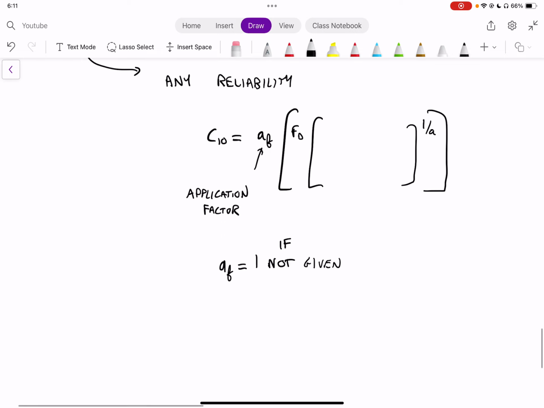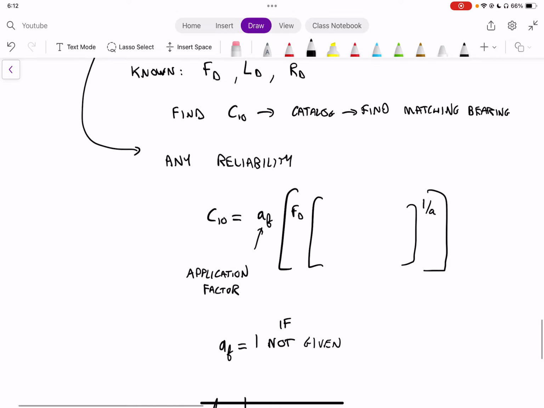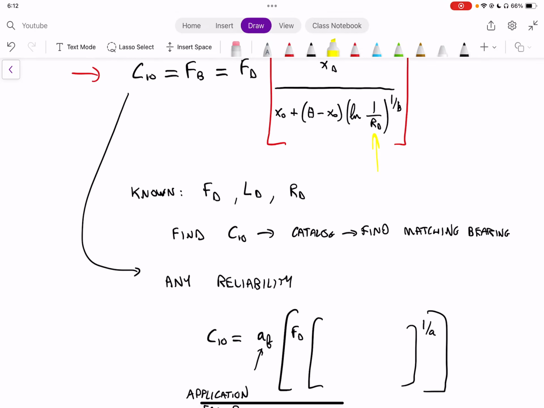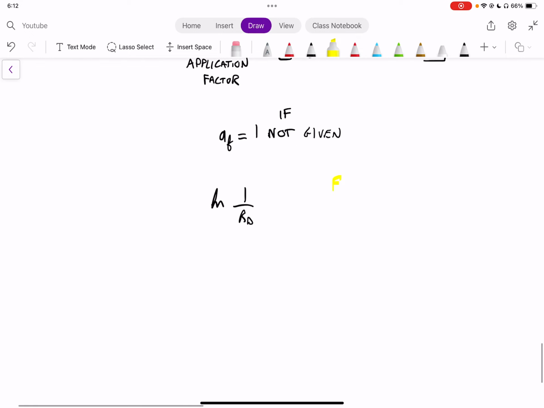Now, another simplification that we can do is that ln of 1 over RD in the bottom part of our bracketed area, for R greater than 0.9, can be equal to 1 minus RD. And this is usually the case once reliability comes really close to 1. Okay, so if you have 0.99 or 0.98, ln of 1 over RD is going to be very similar to 1 minus RD. So you can simplify and plug into your equation your 1 minus RD.